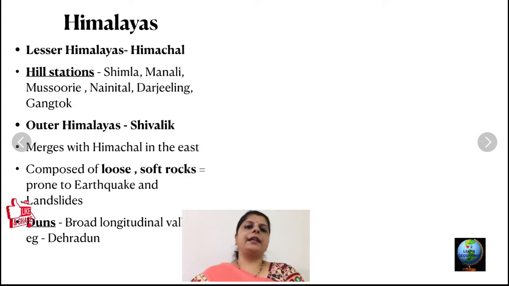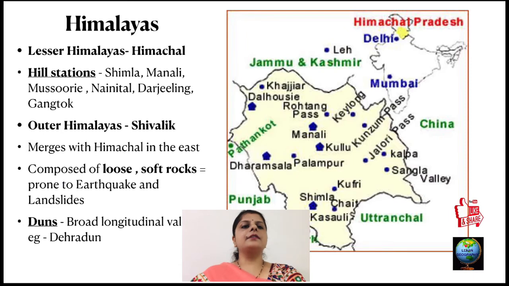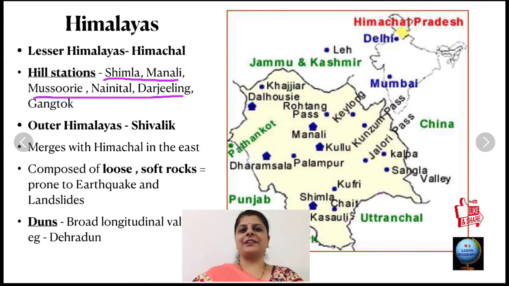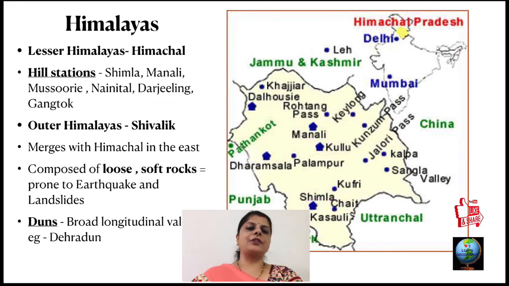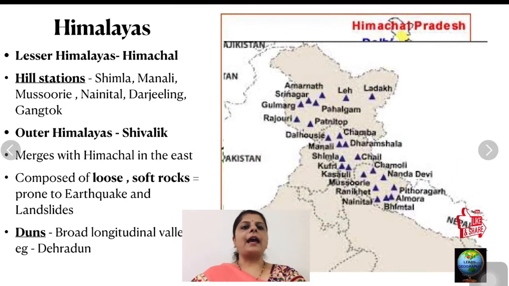Second range is the Lesser Himalaya or Himachal range. In this region we have popular hill stations like Shimla, Manali, Mussoorie, Nainital, Darjeeling and Gangtok. Third parallel range is the Outer Himalayas, also known as the Shivalik range, which merges with the Himachal range in the eastern part. It is composed of loose soft rocks, because of which this region is prone to earthquakes and landslides.